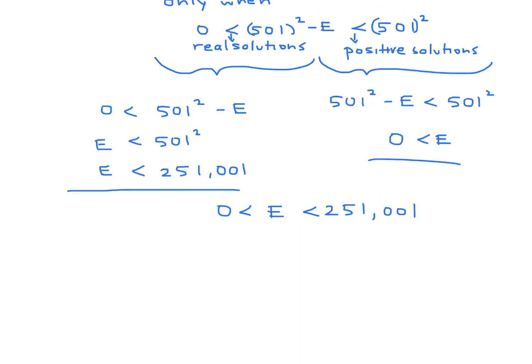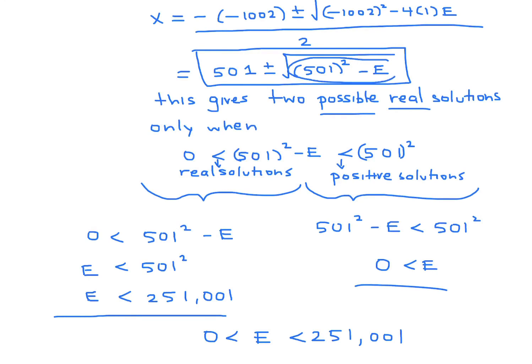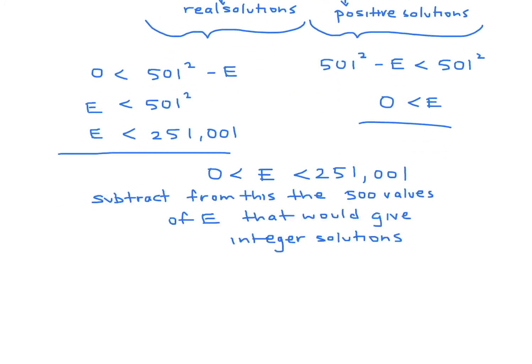So from this list, we have to subtract all the values of e that would give integer solutions, and there's 500 of those, because 500 times this can be a perfect square, right? We got 500, 499, 498, all the way down to 1. So in the end, here we basically had 251,000, right? Because less than that. So we take 251,000 and subtract from them the 500 values of e that would give integer solutions, and that gives you a total of 250,500.